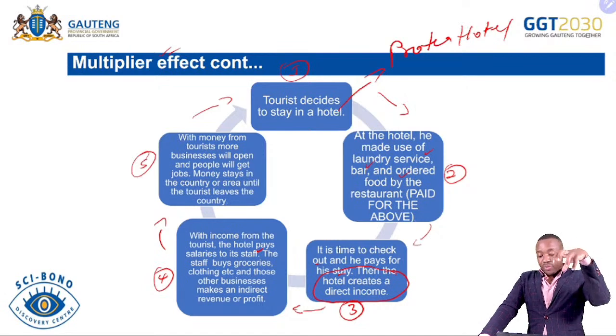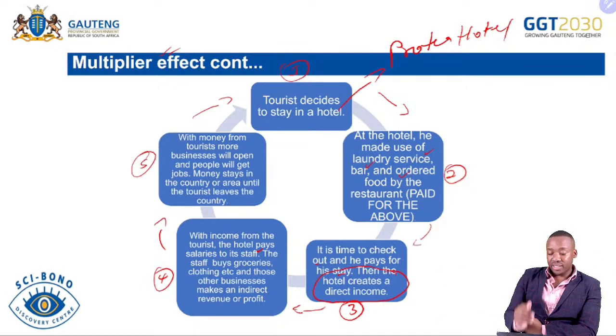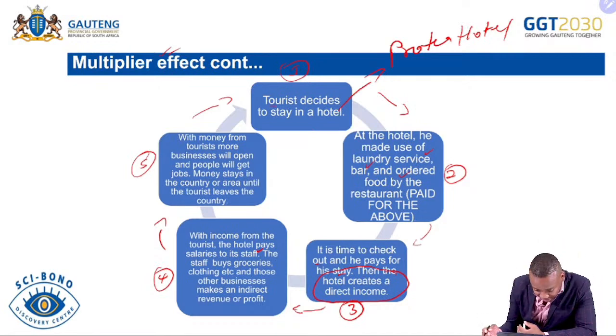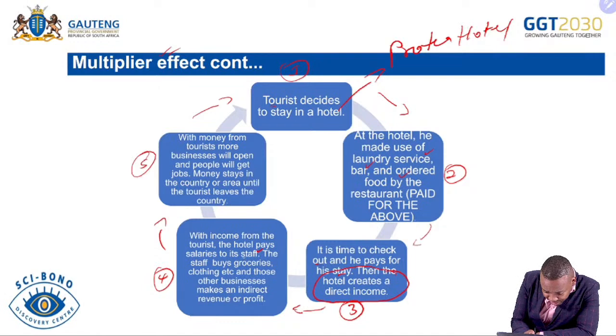The salaries come from whose money? From the tourist money. Can you see? This now becomes what? A chain. Then now, who has benefited from the tourists? The staff. The hotel staff has benefited from the income of the tourists.